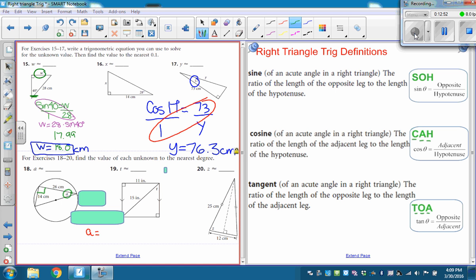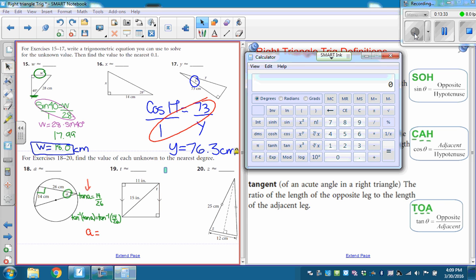In reference to A, we have the opposite and the adjacent. So remember that opposite and adjacent is tangent. So you should be setting up the tangent ratio. Tangent of A is equal to 14 over 26. And whenever you're looking for the angle, you have to use the inverse function. So you take the inverse function of both sides. In other words, angle A is just the tangent inverse of 14 over 26.